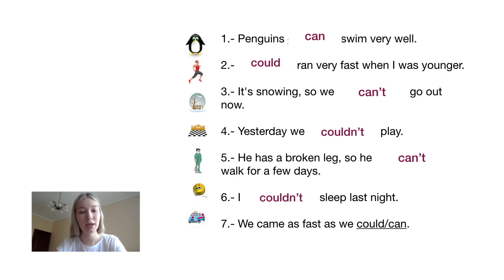And we came as fast as we could, because came is a past simple of the verb to come, приходить. I came, пришли, приехали. So that is why we use could here.